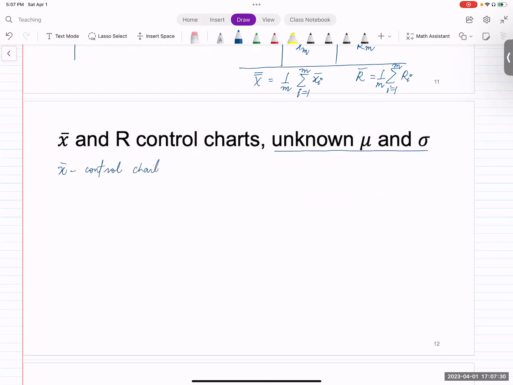For the x bar control chart, we need mu of x bar and we need sigma of x bar. Mu of x bar, we can estimate. This is generally mu, right? But we don't know mu. And sigma of x bar is sigma divided by square root of n, but we don't know sigma. So what we're going to do here is estimate.